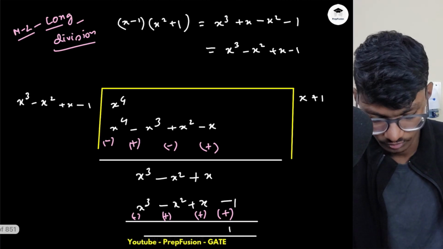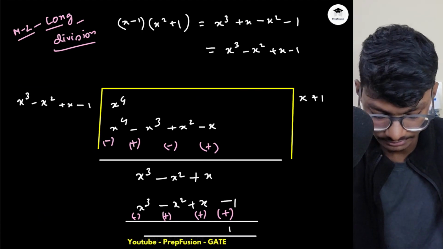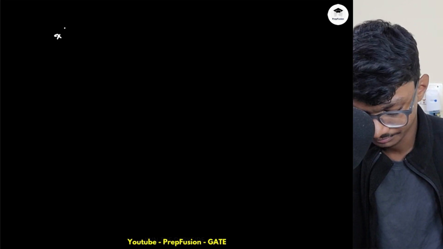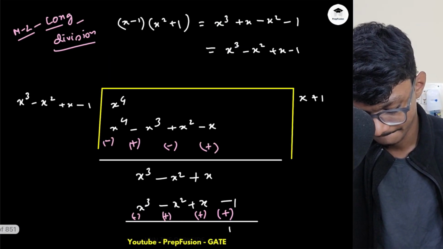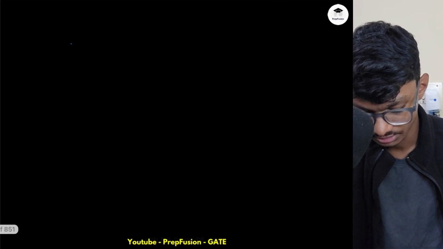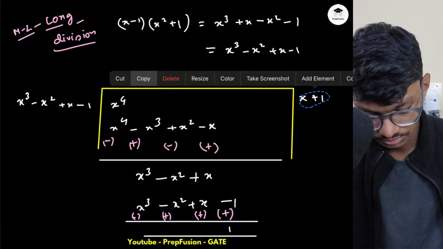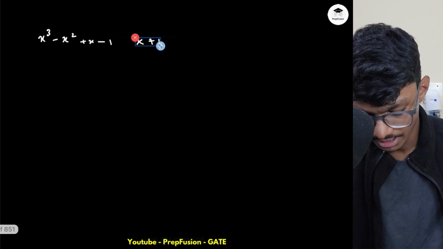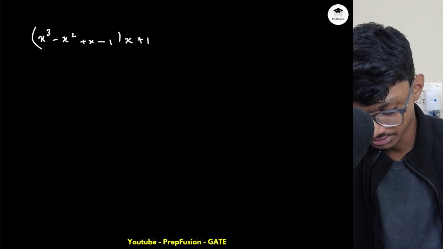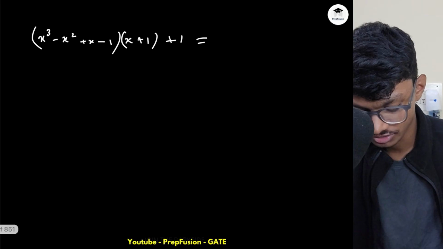Okay, so this is my remainder, right? So what do we mean by this? Basically, if I multiply x cube with the quotient and add the remainder, for the students who tend to forget this, they can use this, add the remainder, which is 1, I will get my answer x raised to power 4.